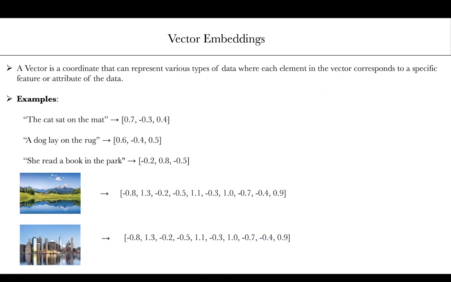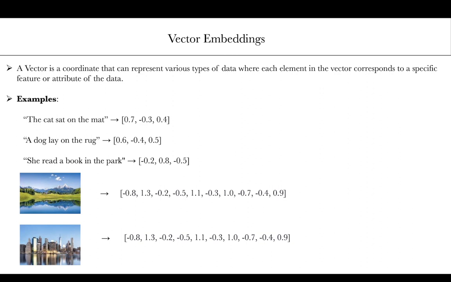Take the phrase, "the cat sat on the mat." Now when we convert this sentence into a vector, we get an array of floating point numbers, which is 0.7, negative 0.3, and 0.4. Keep in mind this number is only for the sake of demonstration. The actual vector will be very different. Each number in this array encapsulates a feature of the sentence, from its semantic meaning to contextual nuances.